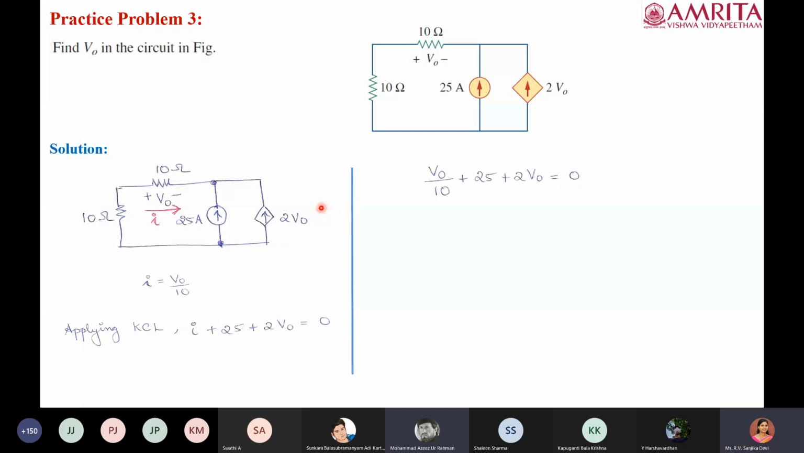Ma'am, if they ask in the exam, should we leave it as it is, like minus 12 volts, or assume the correct direction again and redo it? No, you can leave it. In this case, V naught is given in a particular reference polarity, and if you get a negative answer, it means the polarity they have given is not correct. It has to be the opposite direction. But your answer is negative, which is fine. You need not change it again.